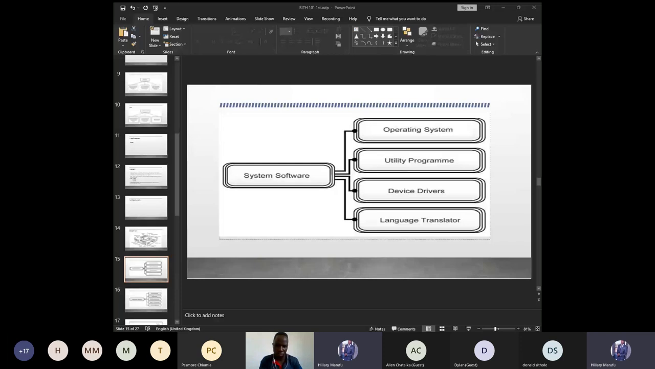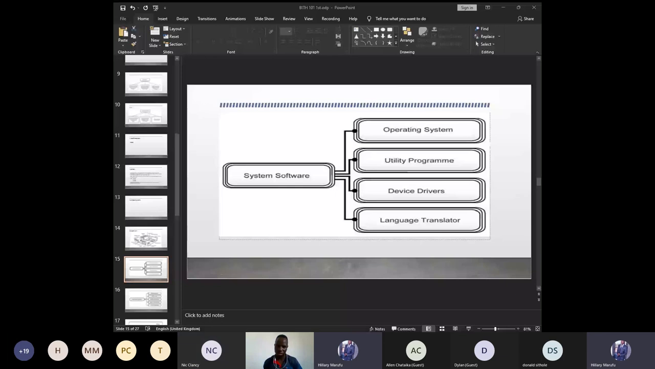Operating systems. What are operating systems? I want to hear the voice of someone who's never said anything. Yes, what's an operating system? Well, an operating system is a set of instructions or programs that are used to control, manage, and supervise the computer's performance based on the hardware and software interaction. Your definition is comprehensive. It's a set of instructions that manages, controls, and supervises the performance of a computer.